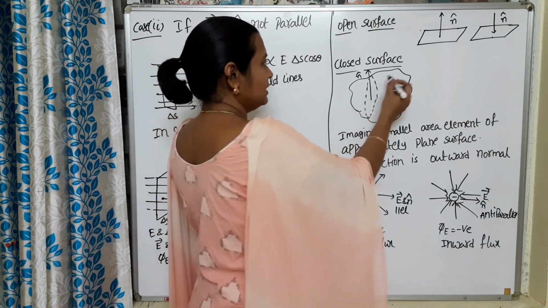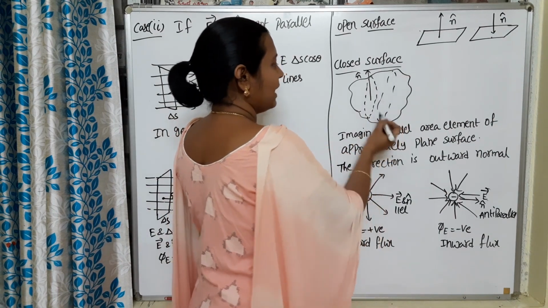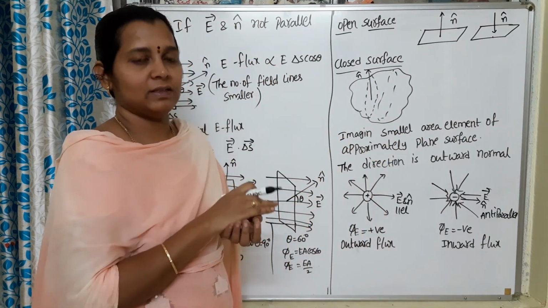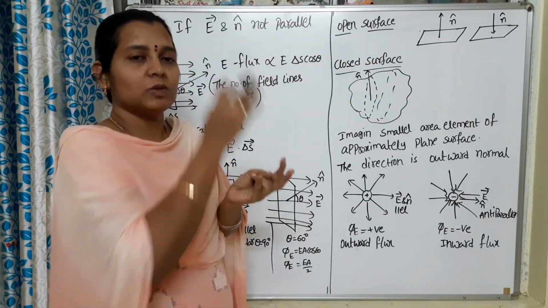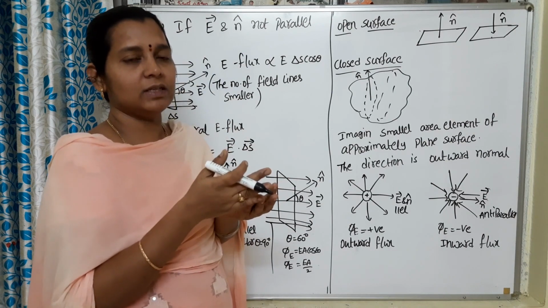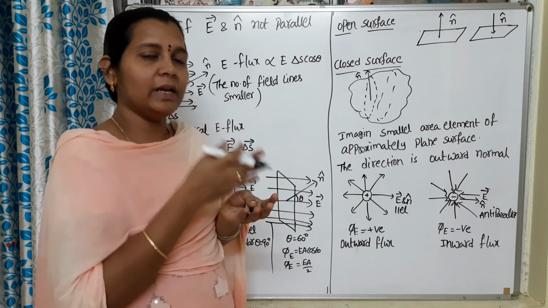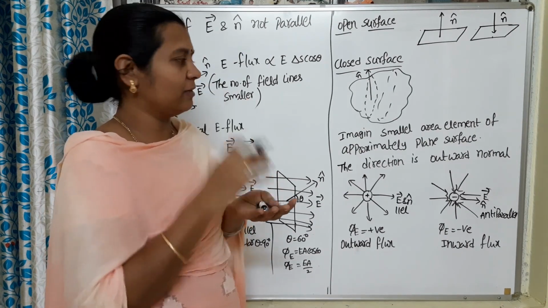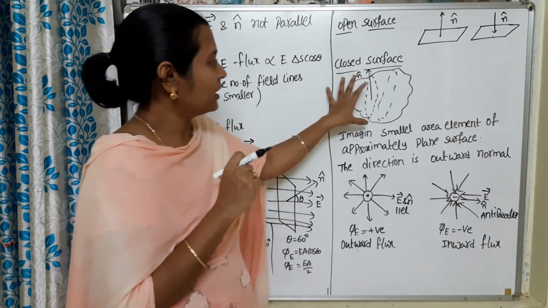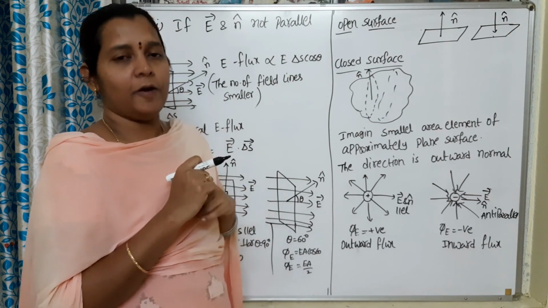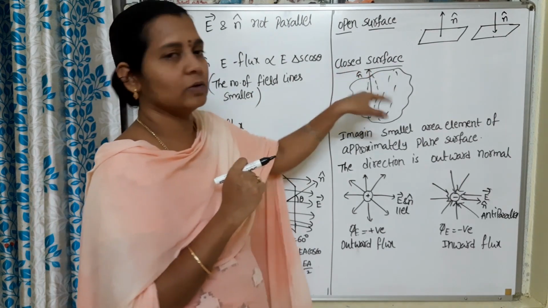So I can divide this into smaller area elements. Those are plane surfaces. So if we have a three-dimensional closed surface, we divide this closed surface into smaller elements, each a plane surface. So each area element will become a plane surface. For this, how do we draw the normal for the case of a closed surface?